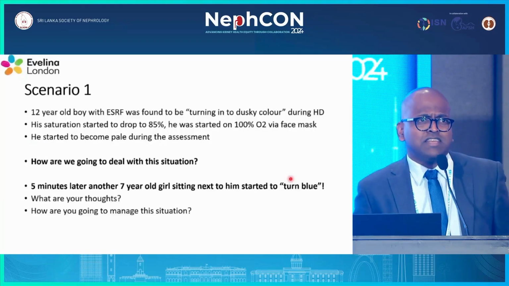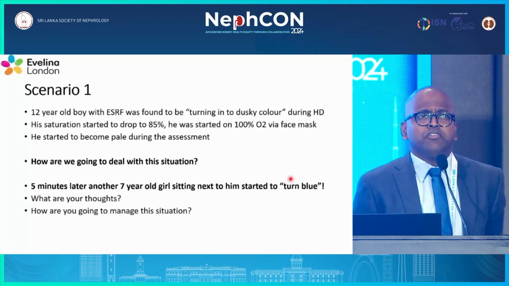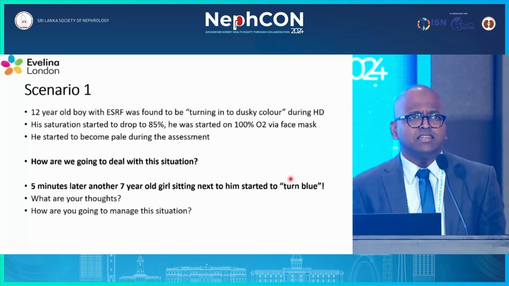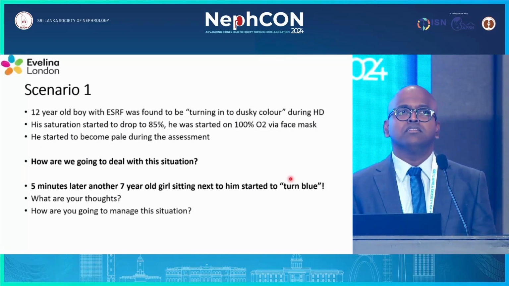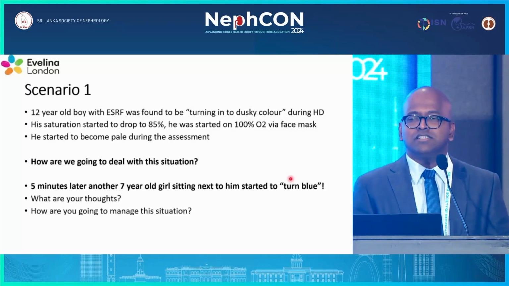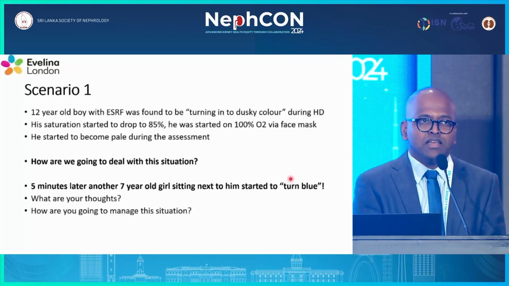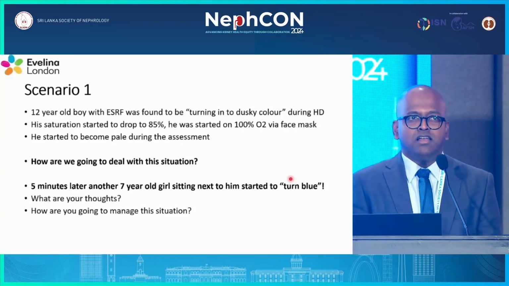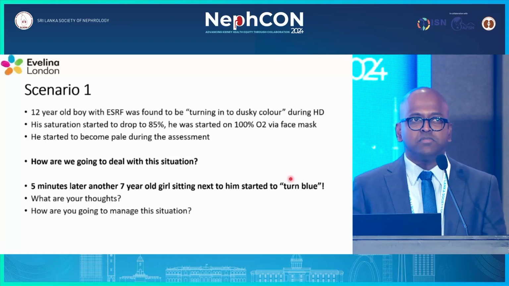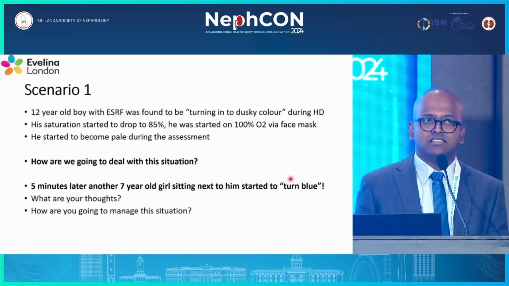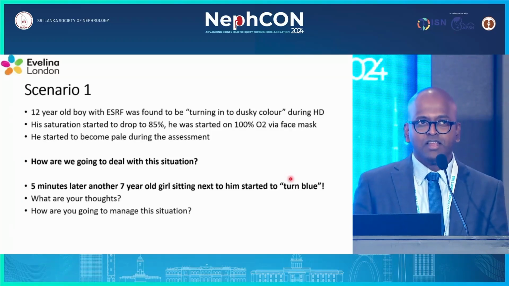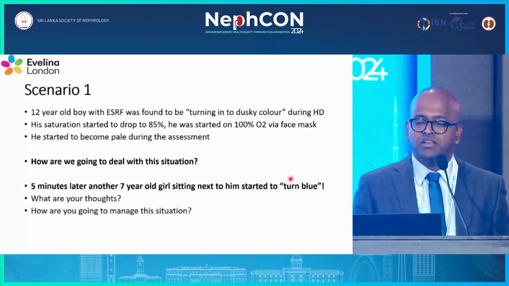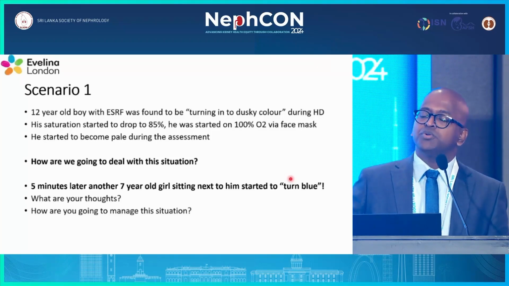We'll talk about the first case scenario. A 12-year-old boy with end-stage kidney disease was found to be turning a dusky color during the hemodialysis session. His saturation started to drop to about 85%, and he was started on 100% oxygen via face mask. A few minutes later, he started to become pale. How are we going to deal with this situation? It's a bit scary during the dialysis.